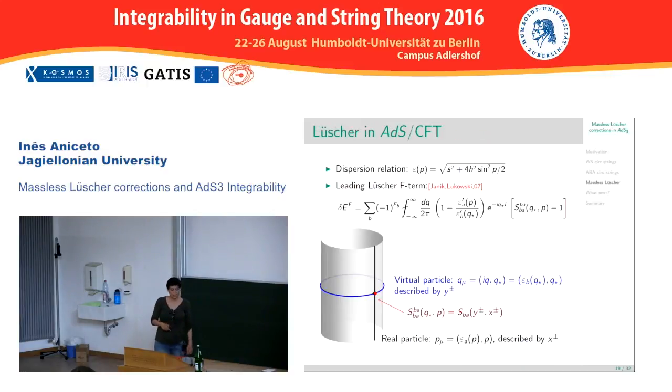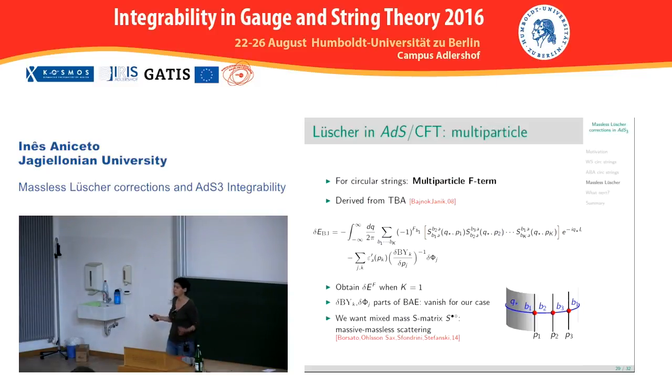So what happens in AdS/CFT? The dispersion relation is changed now. The first Lüscher corrections can actually be calculated, and they're basically given by this. This is some Jacobian. It was done by Bajnok and Janik a while ago. What you have is a virtual particle traveling around the cylinder, and then one real particle traveling in time, and you have the S matrix between the two of them.